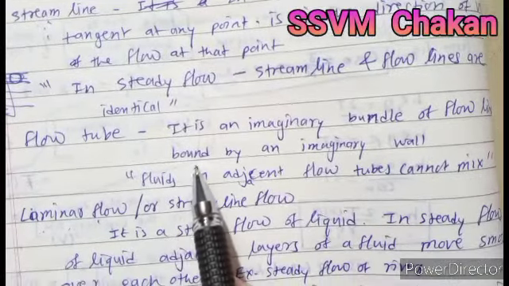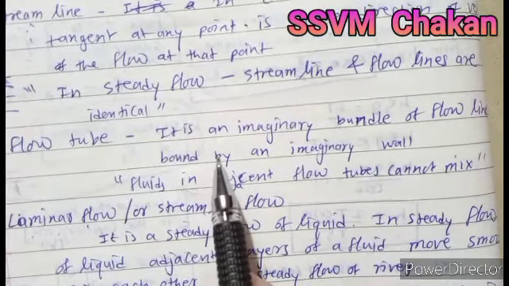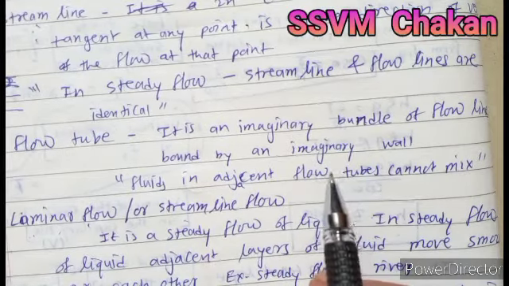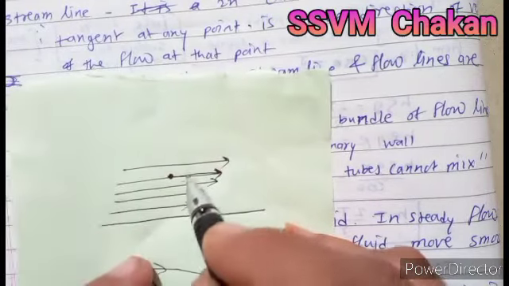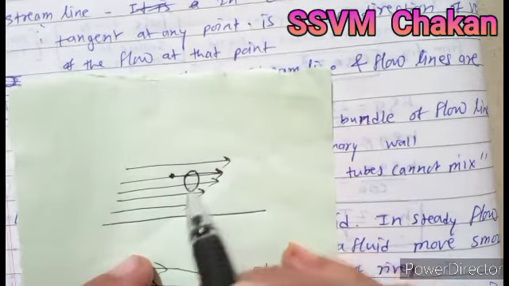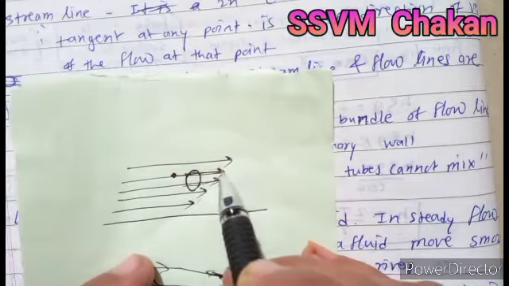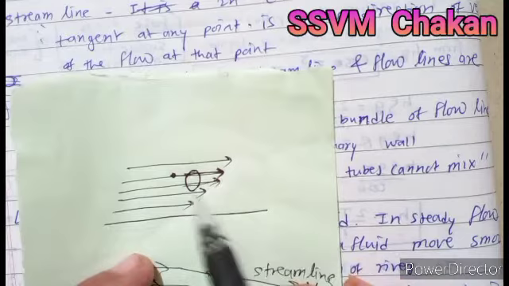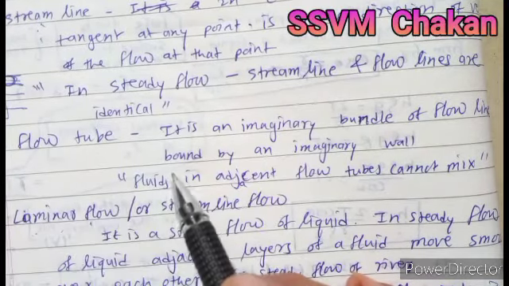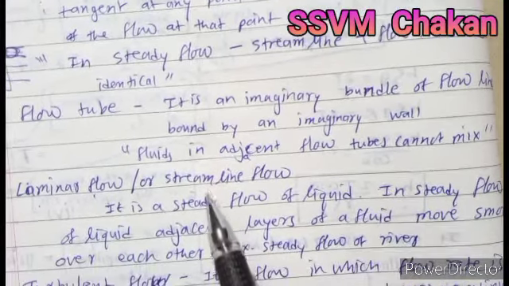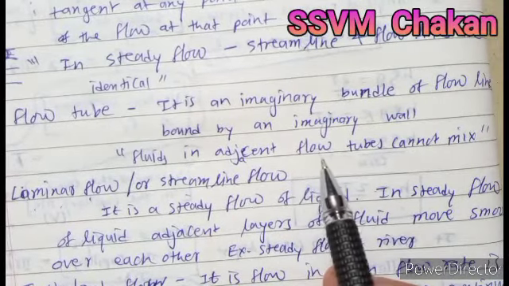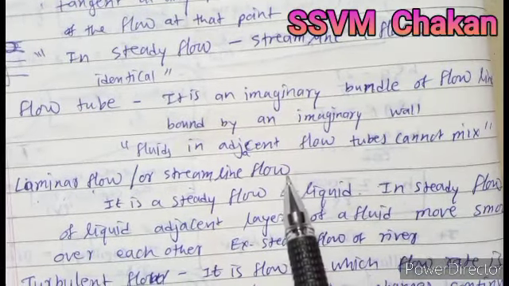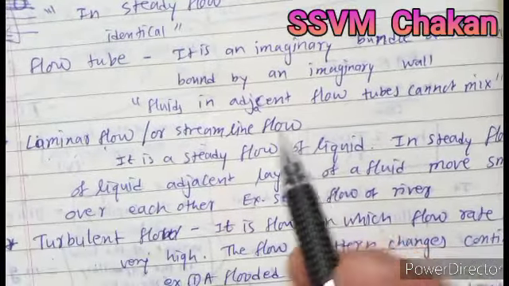Flow tube. It is an imaginary bundle of flow lines bounded by an imaginary wall. If you consider some area in this flow where we see these streamlines and flow lines bounded by this area, it gives you the bundle of lines. This is called your flow tube. Adjacent flow tubes cannot mix. So two flow tubes are different, not mixed with each other.